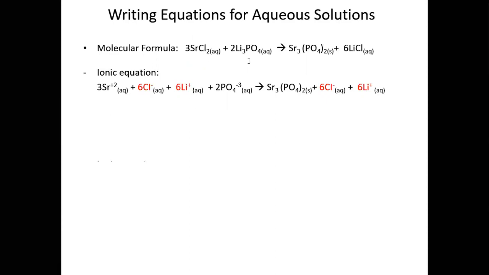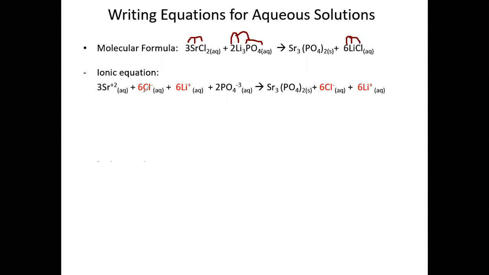So again, you break apart the aqueous compounds into their respective cation and anion. This 3 gets distributed to the strontium and to the chloride. For lithium, the 2 gets distributed to the lithium and to the phosphate. Again, you break them apart into cations and anions. Don't break apart phosphate into oxygen and phosphorus. That's a no-no. And then the 6 gets distributed to the lithium and to the chloride.